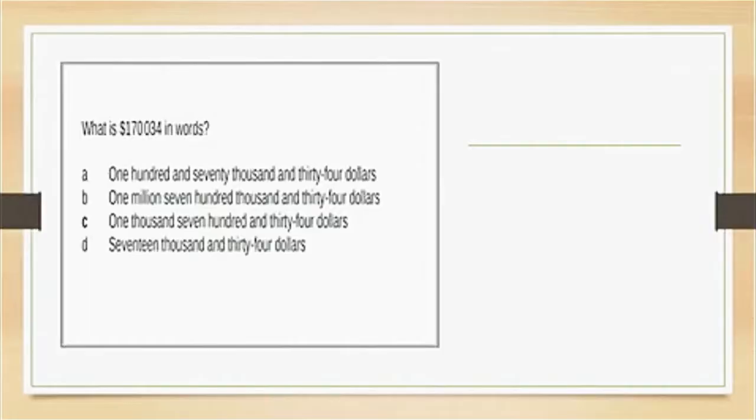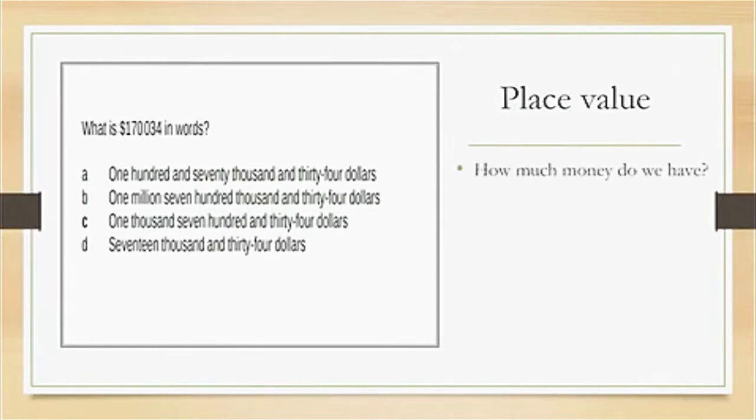Let's get started. Our first question. I'm just going to call the digits here because I want you to think first. So you have 170034 making up that monetary value, and we want to write this in words. Our place value is important right here. What place value are we seeing here? How much money do we have? We have to know what digit appears in which place. So let's just look at the digits and then we'll name the number.